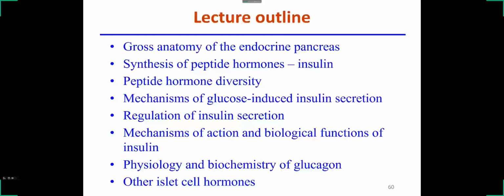So we've covered now regulation of insulin secretion.